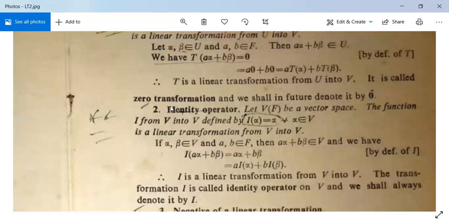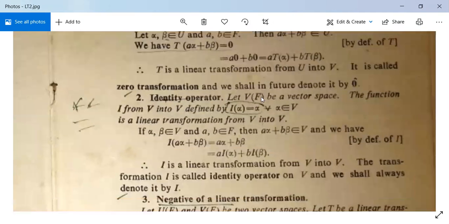See next, identity operator. For a vector space V, the function I from V into V defined by I alpha is equal to alpha for all alpha in V. It means I sends alpha to alpha. So this is a linear transformation from V into V. It is actually a linear operator.